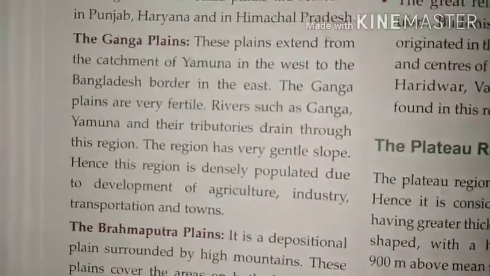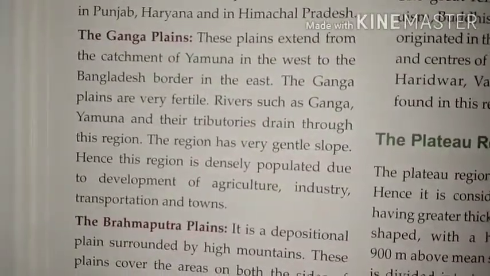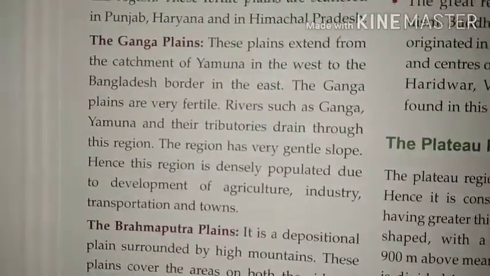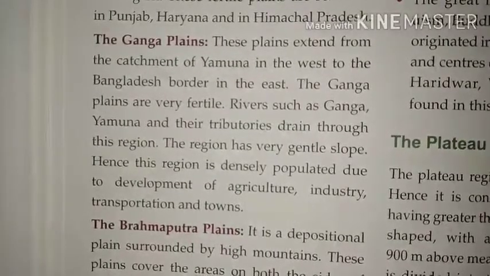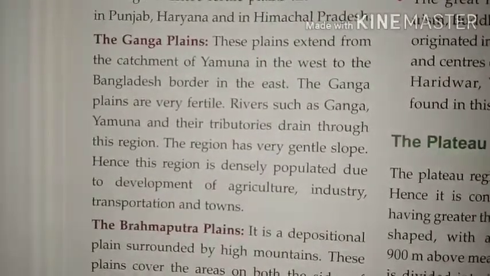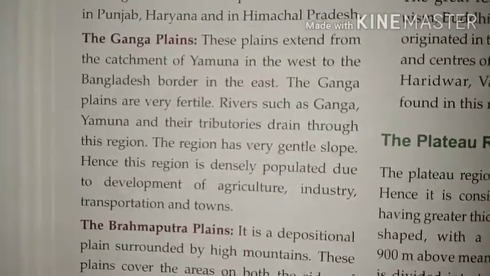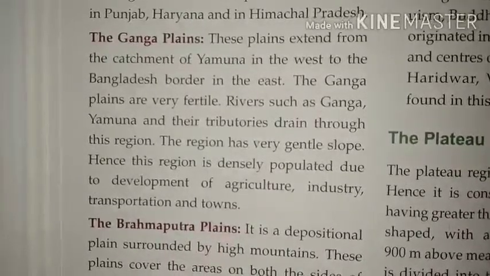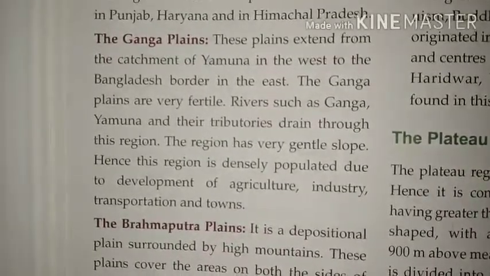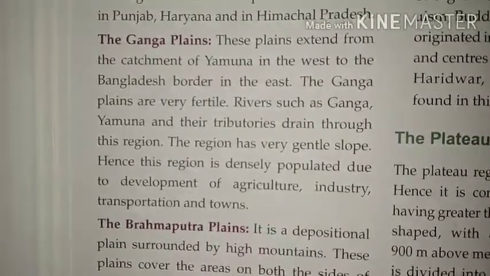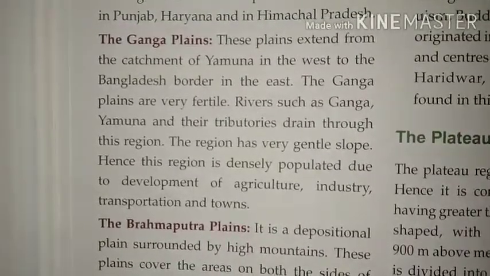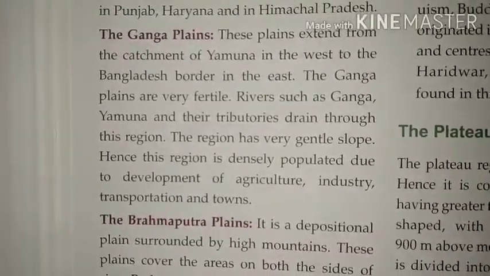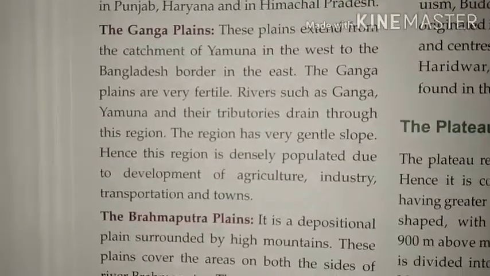Okay, the next one is the Ganga Plains. Very famous plains. These plains extend from the catchment of Yamuna in the west. So it starts from the west of Yamuna. Catchment is the region all around a river, that area where rainfall occurs and that water flows towards that river. So we call it catchment area. So it starts from the catchment area of Yamuna in the west and reaches to the Bangladesh border in the east. The Ganga plains are very fertile. Rivers such as Ganga, Yamuna and their tributaries drain through this region.